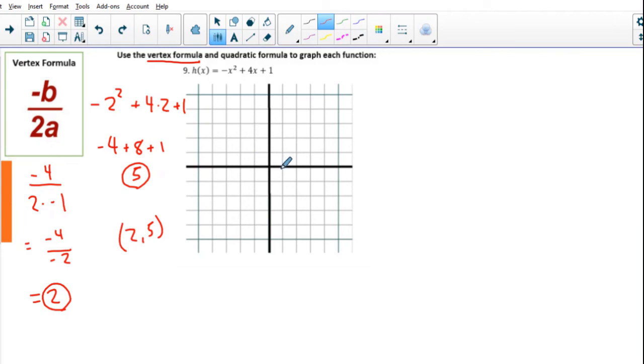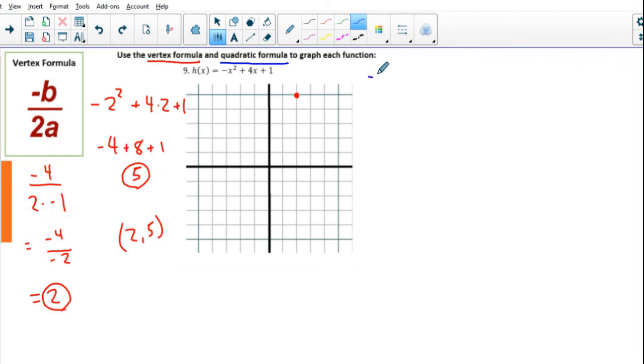And I could go ahead and plot that on the graph. So here's 2, 1, 2, 3, 4, 5. This will be the vertex of the parabola. The second part of the problem, I also need to use the quadratic formula to get the zeros, to get these x-intercepts. All right, so I'm going to use negative b plus or minus square root of b squared minus 4ac all over 2a. So here the b is 4.